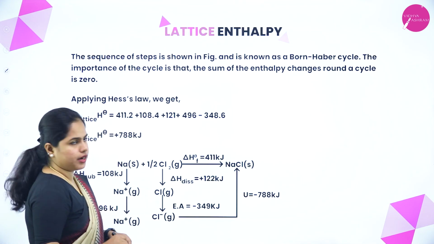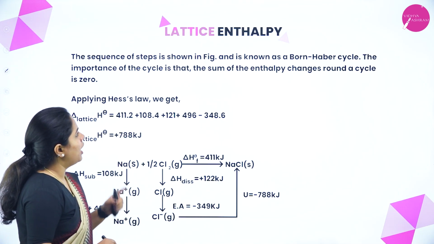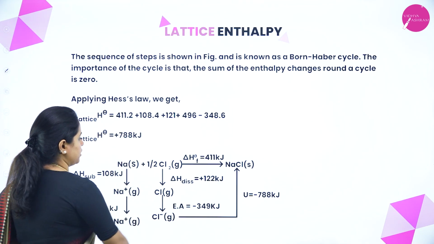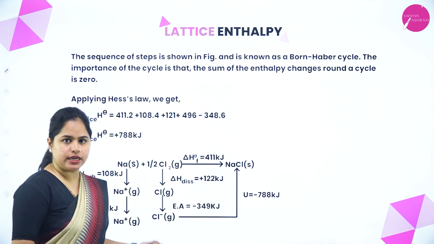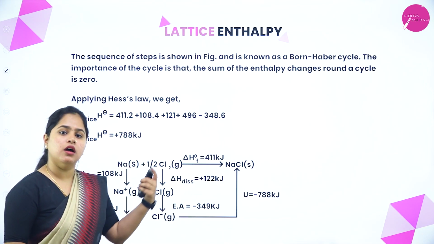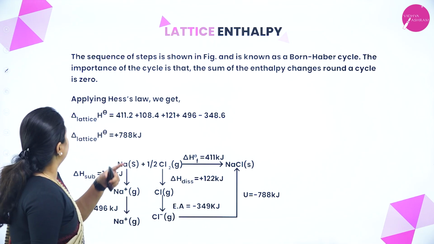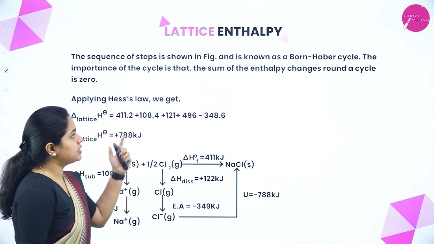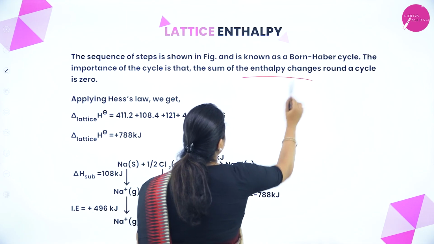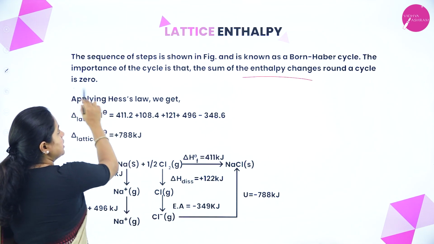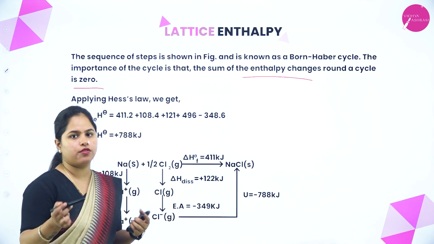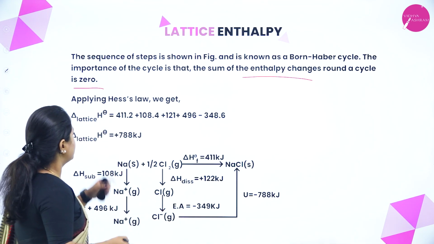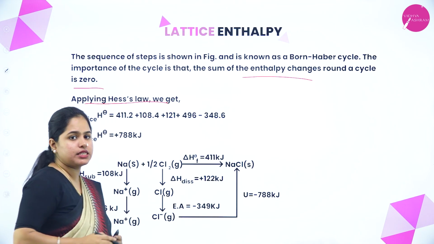So all together we can write the sequence of steps, as shown, and it is known as the Born-Haber cycle. All the steps we have discussed can be sequentially written like this, and this cycle is called the Born-Haber cycle. The importance of the cycle is that the sum of the enthalpy changes round a cycle is 0. If you take the sum of all of these energies, you will finally get 0. Now we are going to apply Hess's law here.